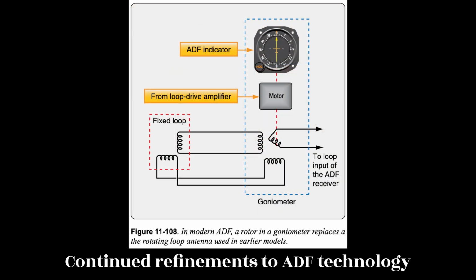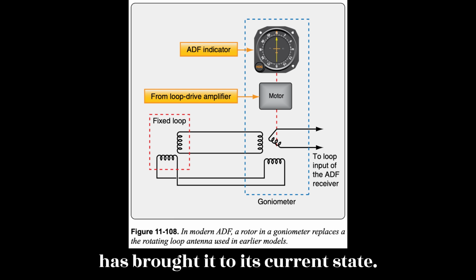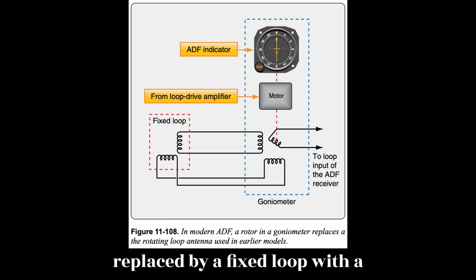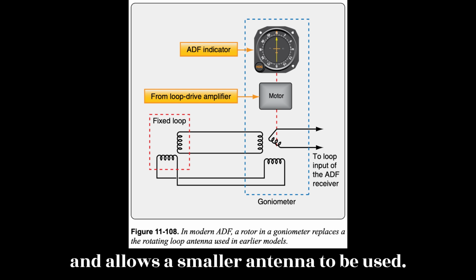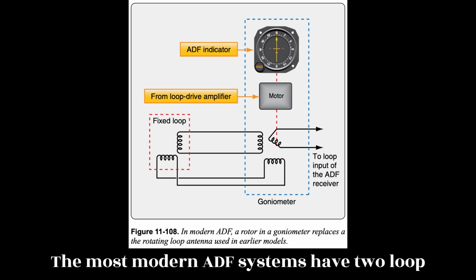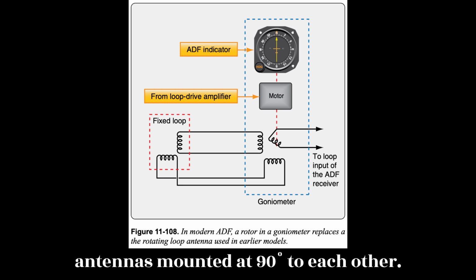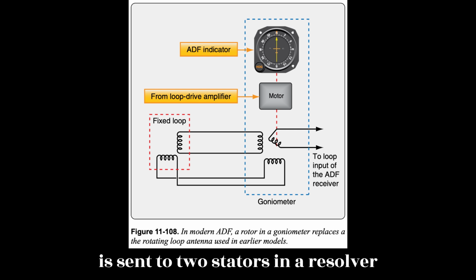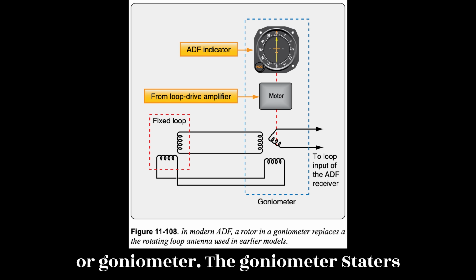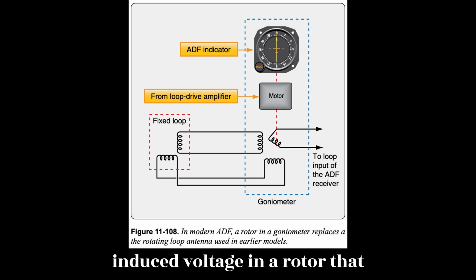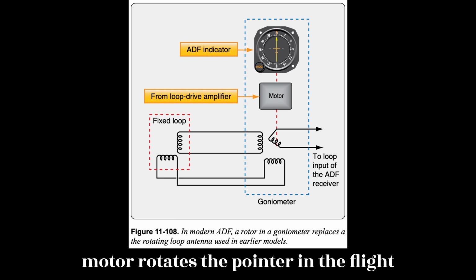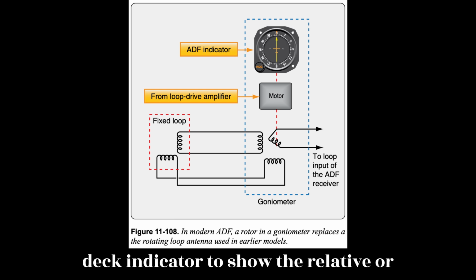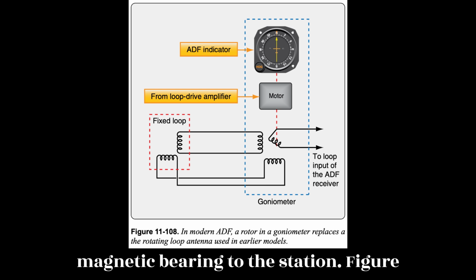Continued refinements to ADF technology have brought it to its current state. The rotating receiving antenna is replaced by a fixed loop with a ferrite core. This increases sensitivity and allows a smaller antenna to be used. The most modern ADF systems have 2 loop antennas mounted at 90 degrees to each other. The received signal induces voltage that is sent to 2 stators in a resolver or goniometer. The goniometer stators induce voltage in a rotor that correlates to the signal of the fixed loops. The rotor is driven by a motor to seek the null. The same motor rotates the pointer in the flight deck indicator to show the relative or magnetic bearing to the station. Figure 11.108.